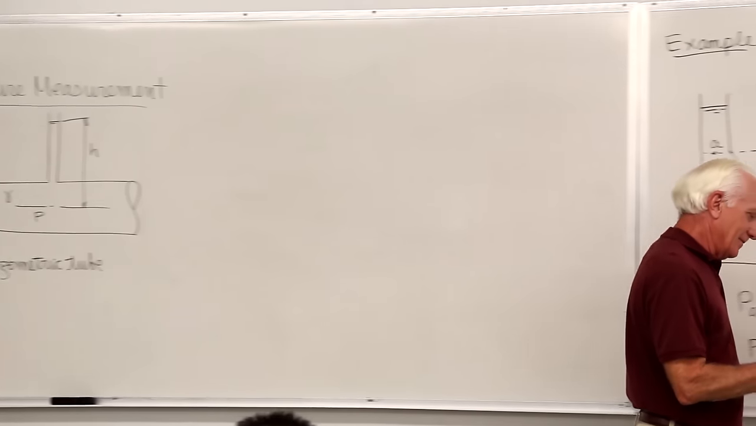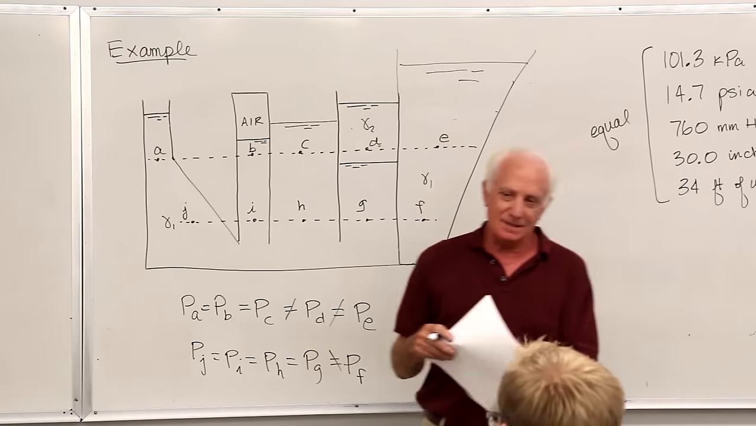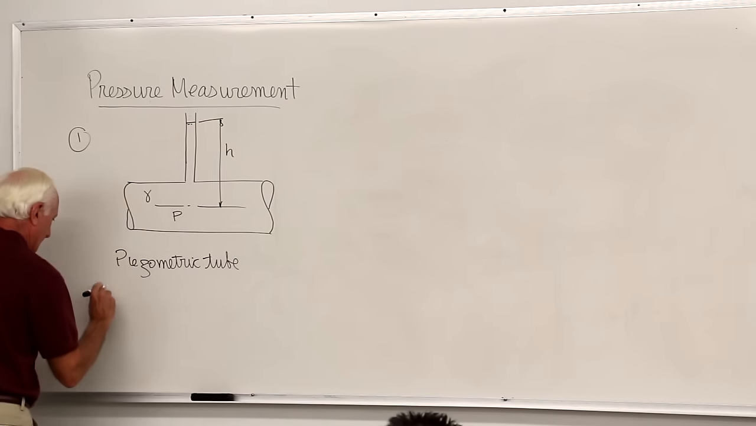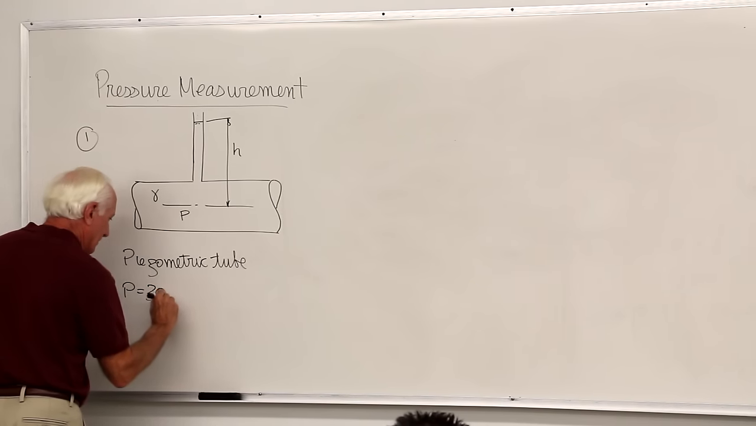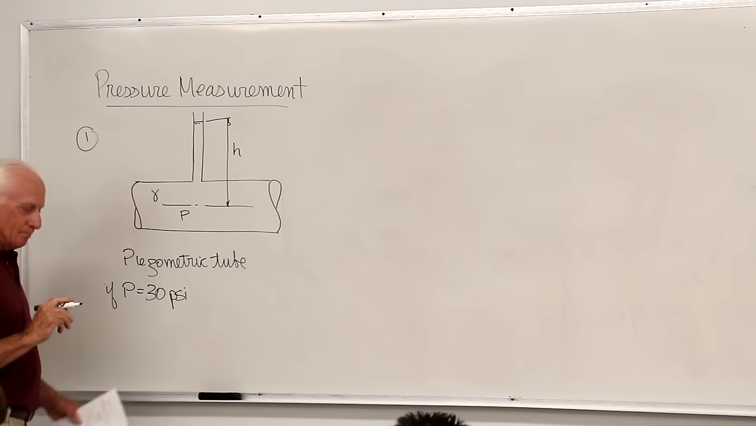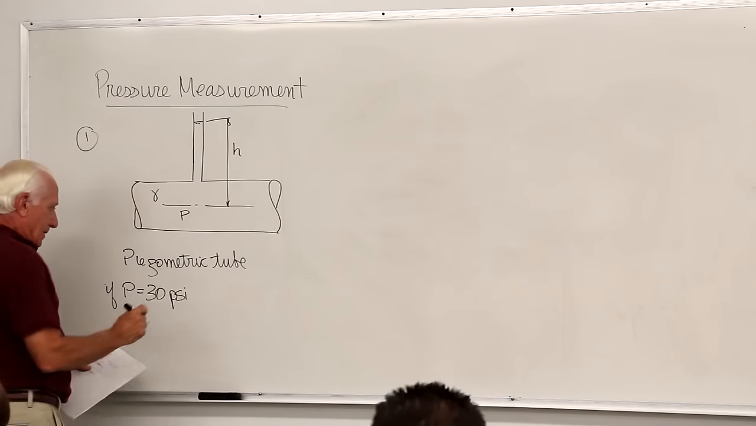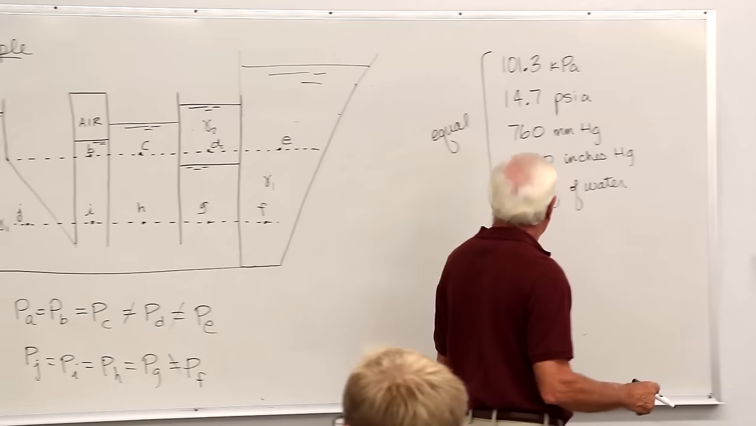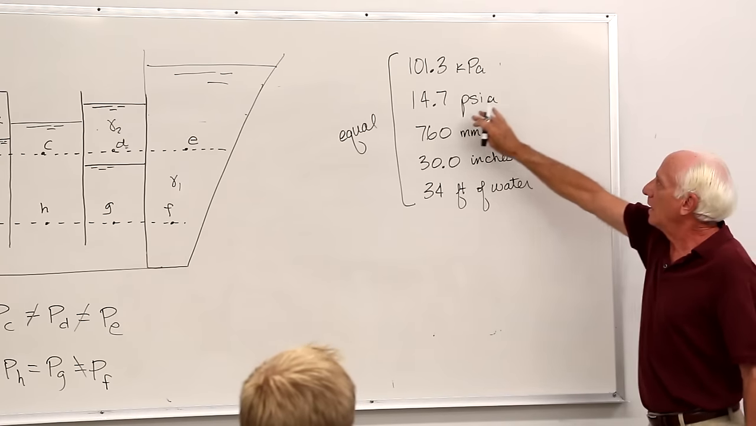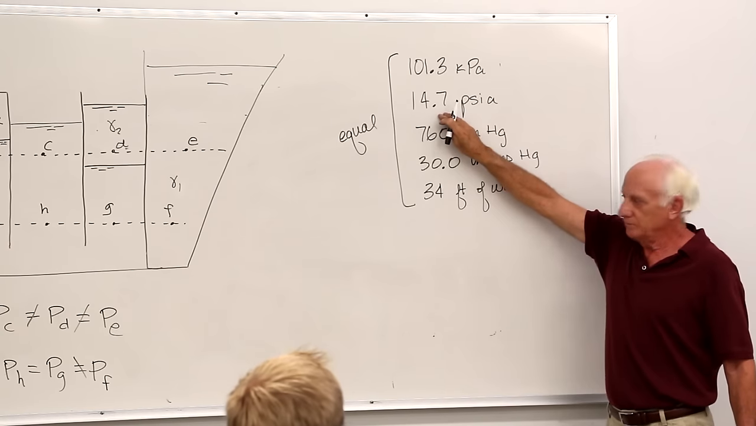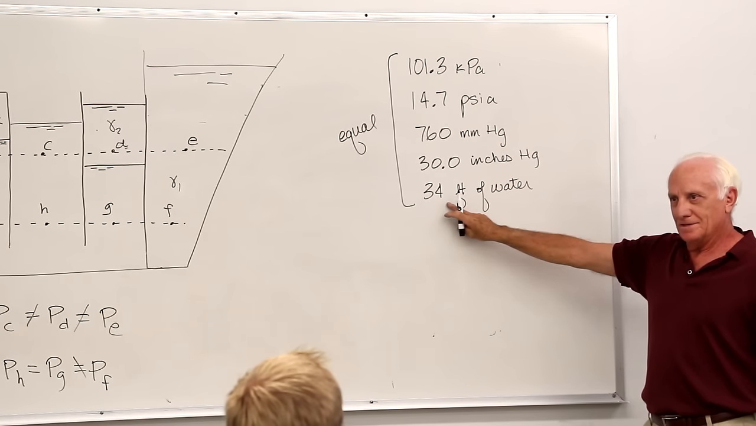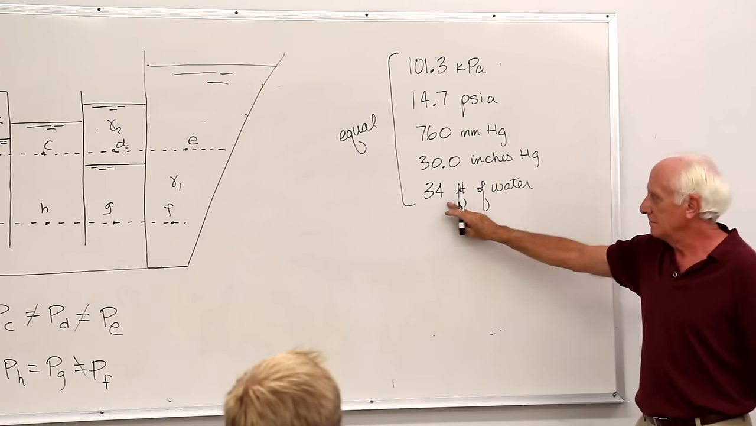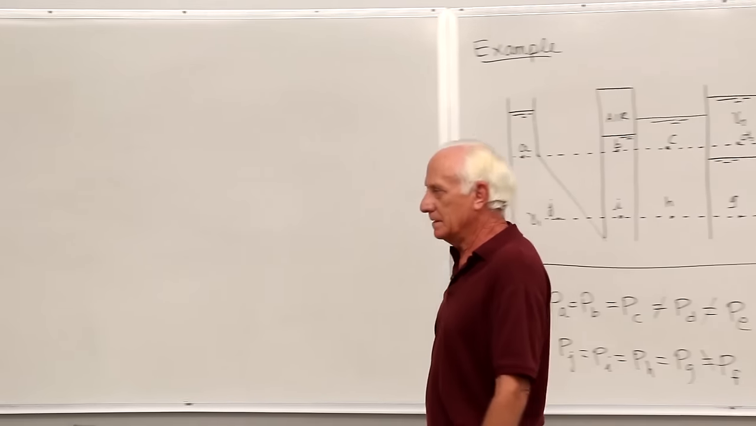Let's just see. Let's say the pressure in there is 30 psi. Not a very big number. If you go through these conversion factors over here, 30 psi, double that number. How high would the water rise in the tube? How about 70 feet, 68 feet.